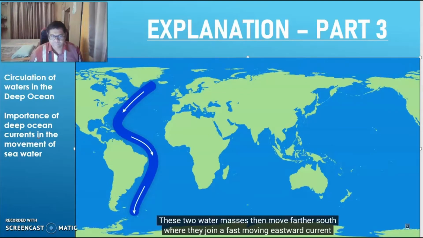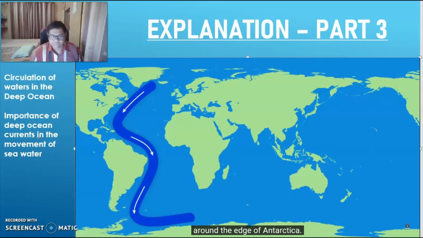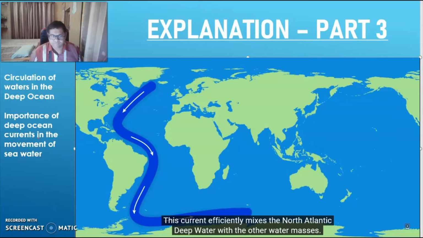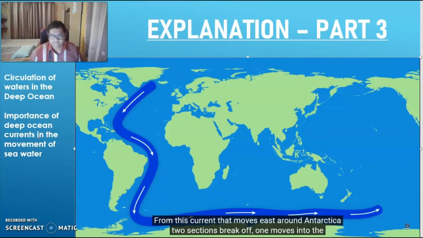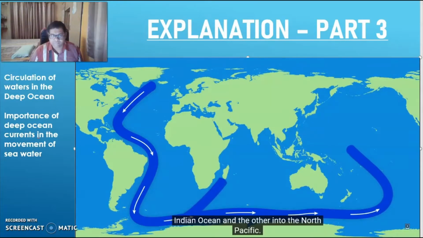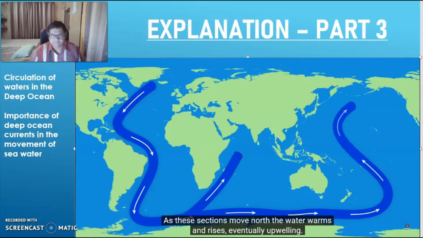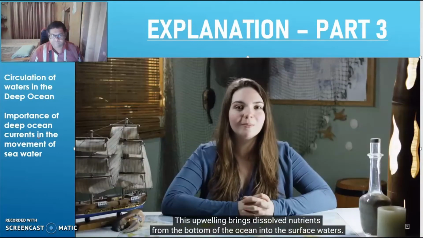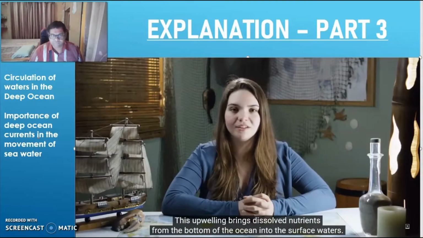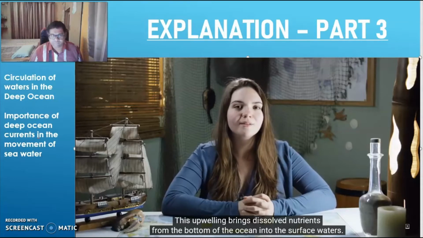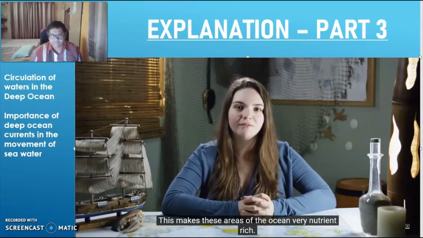These two water masses then move farther south, where they join a fast-moving eastward current around the edge of Antarctica. This current efficiently mixes the North Atlantic deep water with the other water masses. From this current that moves east around Antarctica, two sections break off. One moves into the Indian Ocean and the other into the North Pacific. As these sections move north, the water warms and rises, eventually upwelling. This upwelling brings dissolved nutrients from the bottom of the ocean into the surface waters. This makes these areas of the ocean very nutrient-rich.